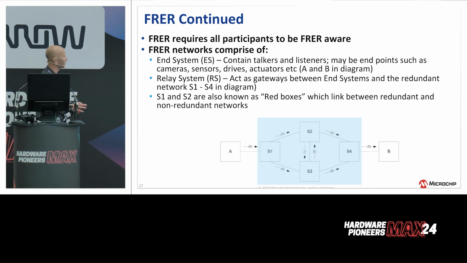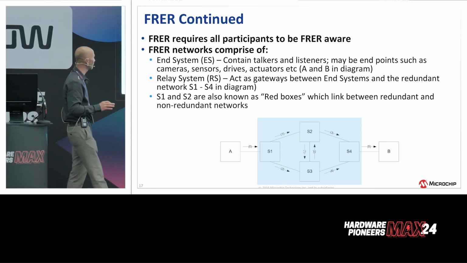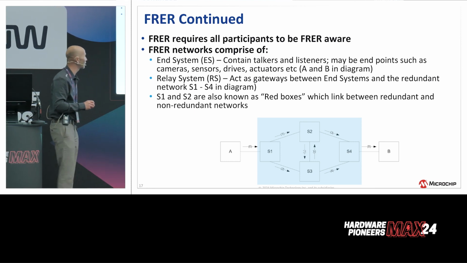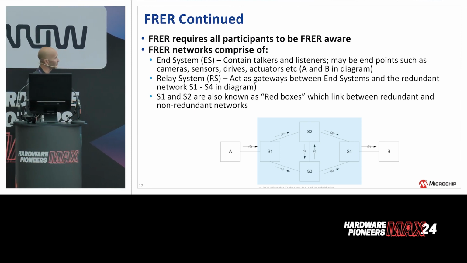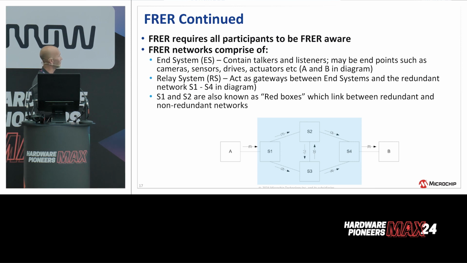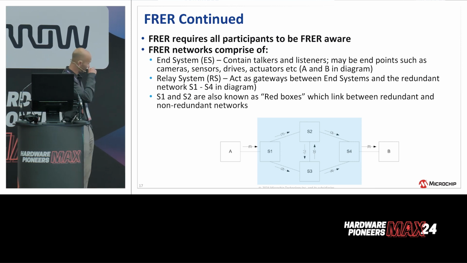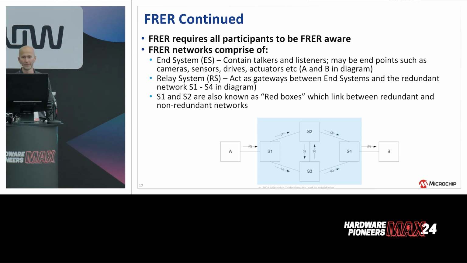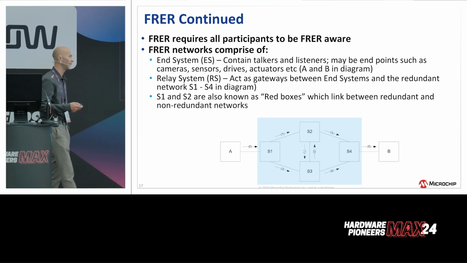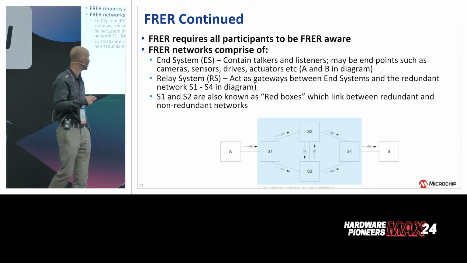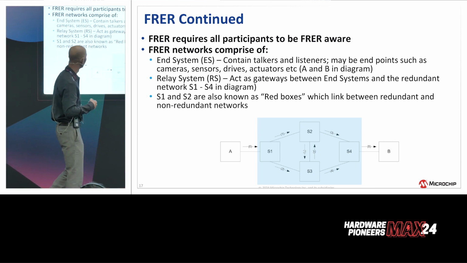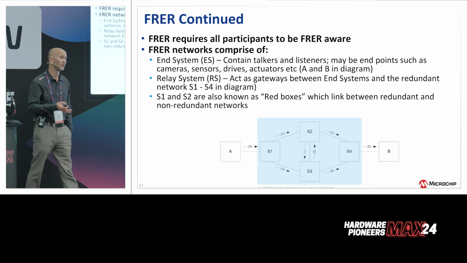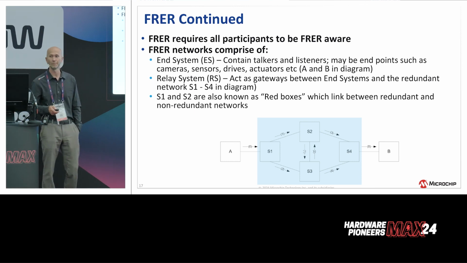I think this next point has got an error, but I wasn't going to bring it up with Richard. S1 and S2 are also known as red boxes. I think he means S2 and S3 possibly, which link between redundant and non-redundant networks. So that's really the redundancy within the networks, the two modes that are quite simple to explain.